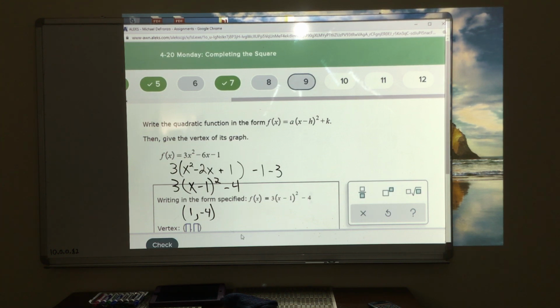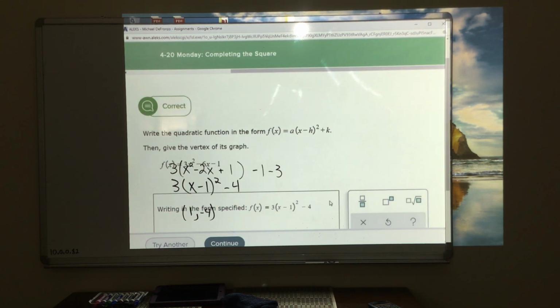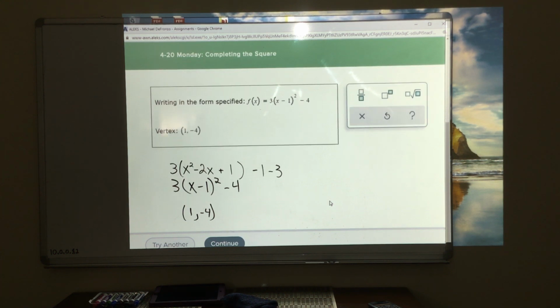Now, the biggest mistake I've made, I've done a bunch of these problems, is I lose a sign somewhere. And then I got to go back and fix it. Hopefully I'm getting better at paying attention. Okay, so let's see. Correct. Good. Yay, I like it when a plan comes together.